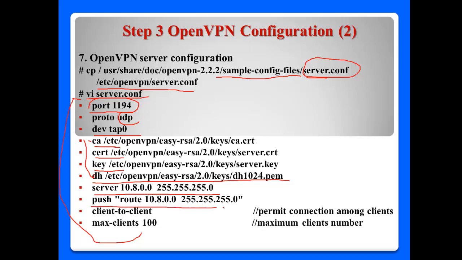Using this command, normally we need to push this network address to the network. And client-to-client means permitted connection among clients. If we do not activate this option, even if we successfully make a connection between server and client, the connection between client to client cannot be made. And if we want to give the exact max client number, then here we can configure like this.